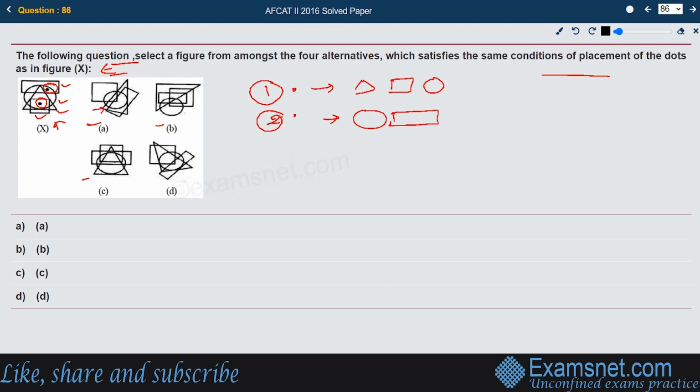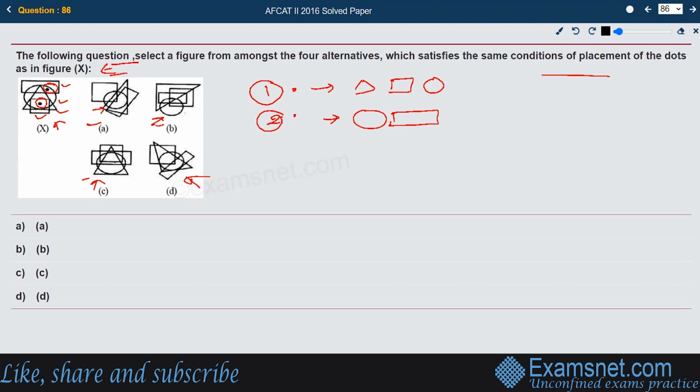If you see A, we cannot find a place where the two dots can be placed. B also, we cannot find a place where both dots can be placed. One can be placed, the other cannot. In option C also, one dot can be placed but the other does not get a space to fit. If you see option number D, we can do something.